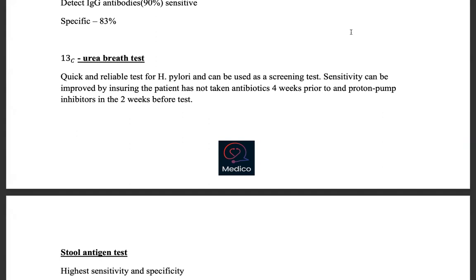So the Helicobacter pylori has urease. It can convert urea to ammonia. Understood? So urea is being split into ammonia and carbon dioxide. So that carbon dioxide in the breath is the one which is getting measured outside.